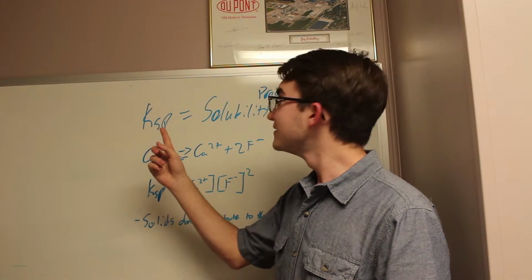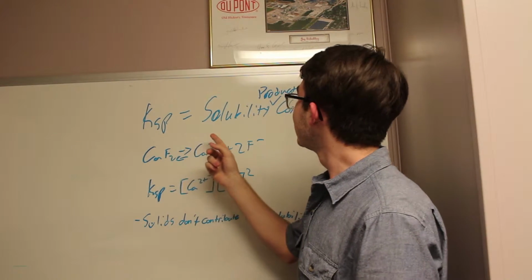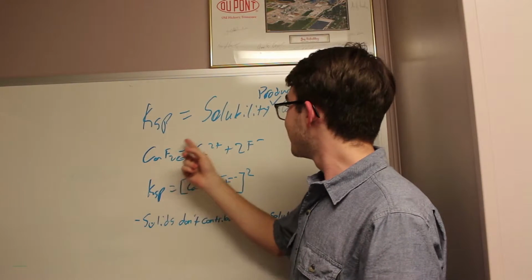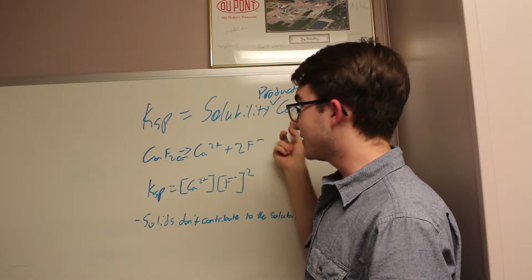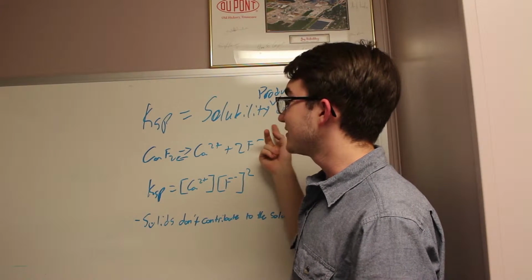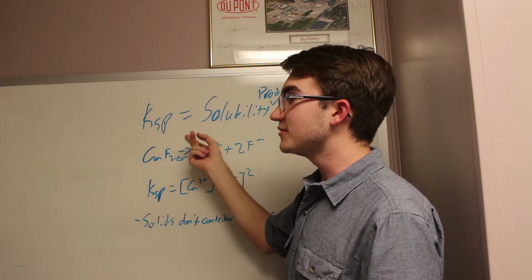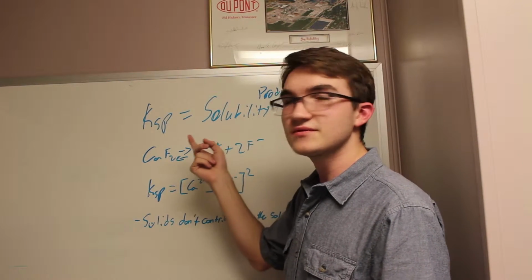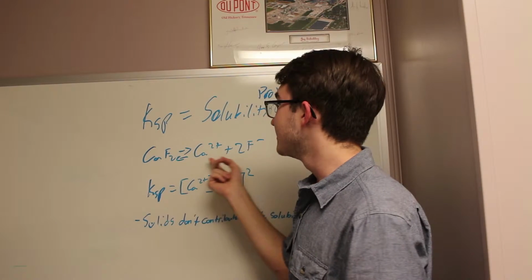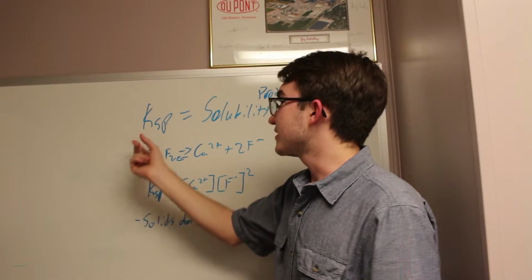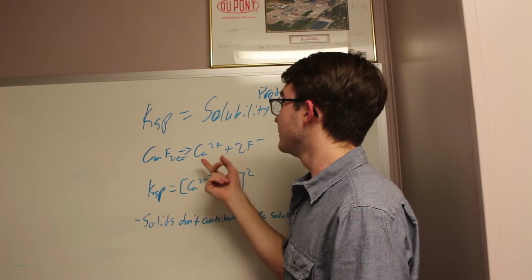KSP time! What? You know what KSP stands for? Solubility product constant. It's like the constant for the dissociation of hydrogen. This is Ka, or anything with a K in front of it, some constant, okay?